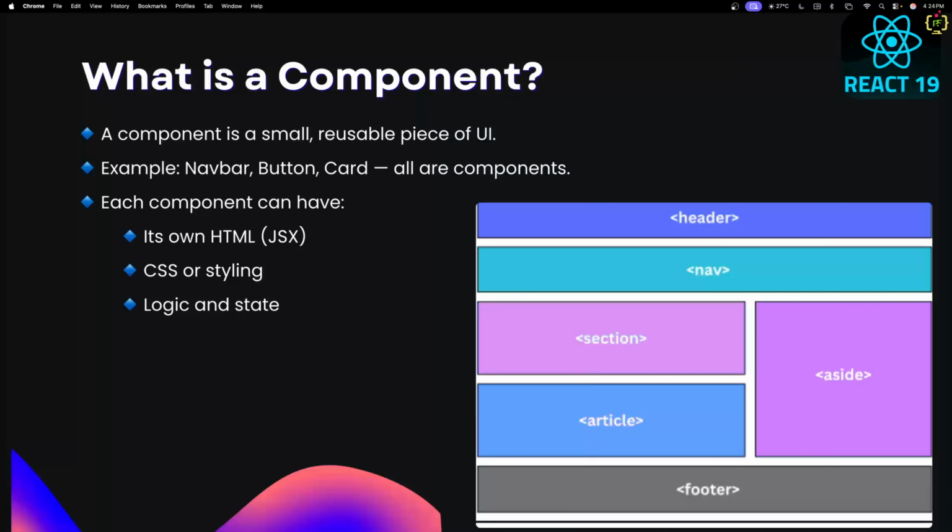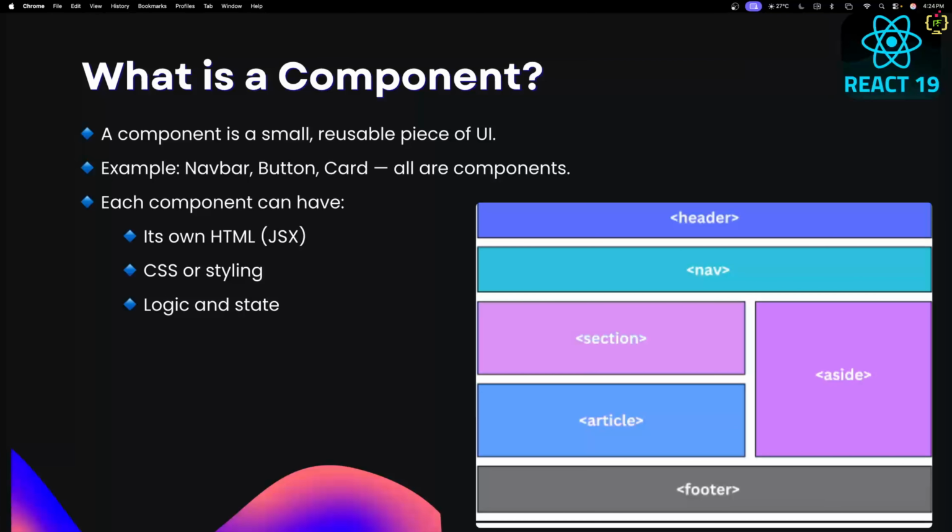So in every React application you see, from the header and sidebar to buttons and cards, they are all just components put together. So here in this diagram, you can see we have a header, navbar, section, article, aside, and footer component. And these all are combined together to form a complete web page.